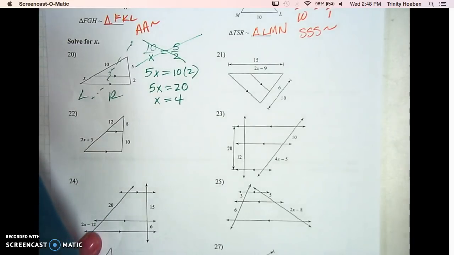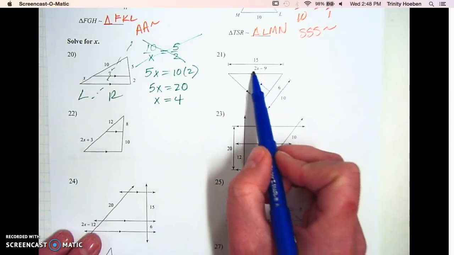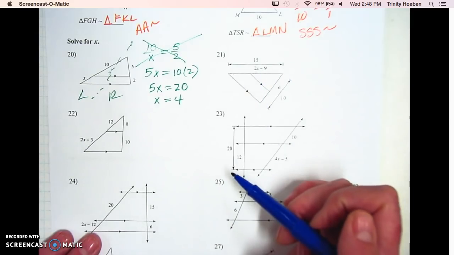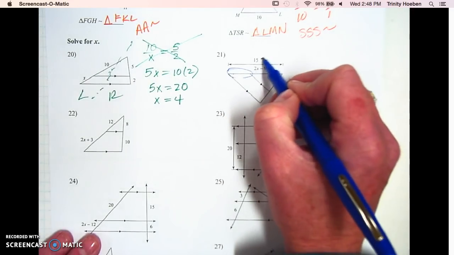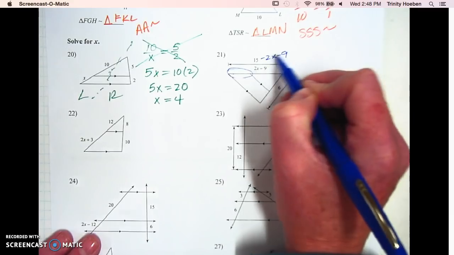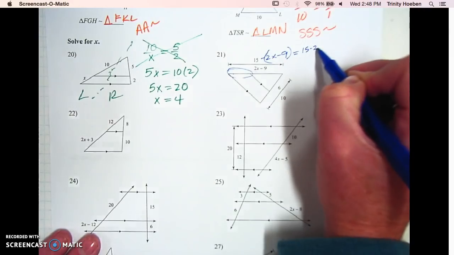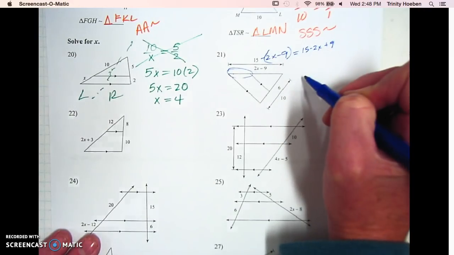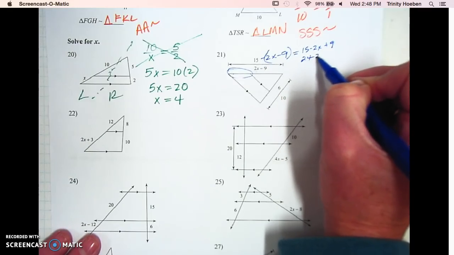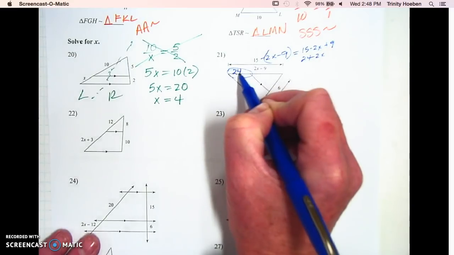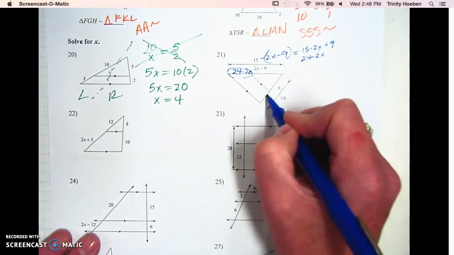Number 21. This one's a little bit trickier because instead of giving you this piece and this piece, it gives you the length of the whole thing. So just this part down here is 15 minus 2x minus 9, which is actually 15 minus 2x plus 9, once you distribute that negative sign, which is 24 minus 2x. So this little piece right here is 24 minus 2x. This side's a little bit easier because 10 minus 6 is just 4.